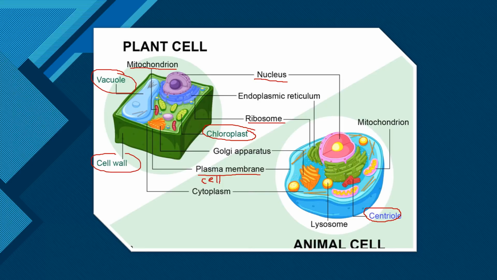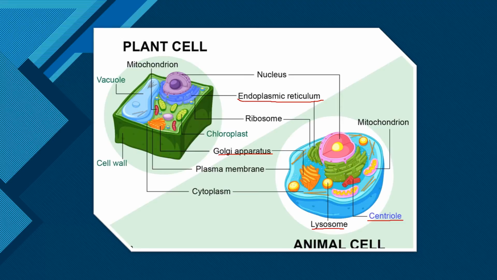However, I'm going to underline the ones that you don't need to know for your exam, but it will be preferable if you actually knew their function. So it's a lysosome, centriole, a Golgi apparatus, and an endoplasmic reticulum. Now this is where there is protein synthesis. Oh yes, it's correct.